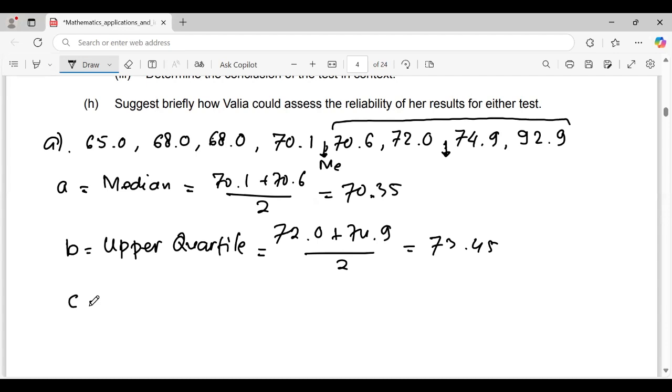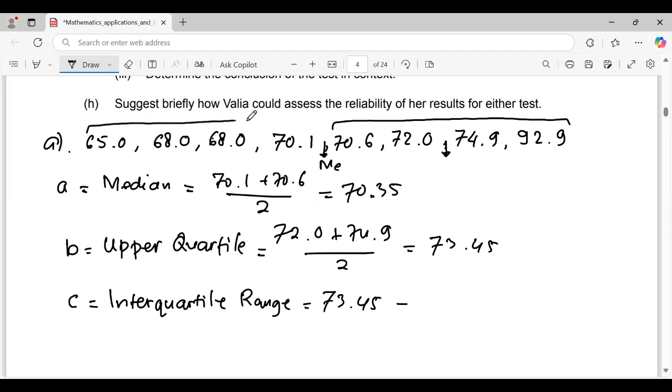And next C, according to Table 2, is the interquartile range. Interquartile range is the upper quartile minus the lower quartile. The upper quartile is 73.45. So we need to determine first the lower quartile, from the lower four numbers. The lower quartile is 68 plus 68 divided by 2, which is 68.0. And the result is 5.45.